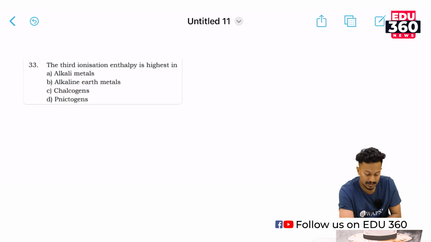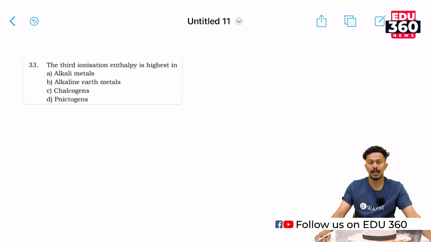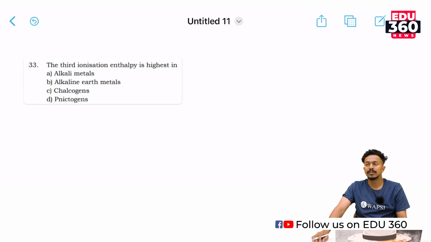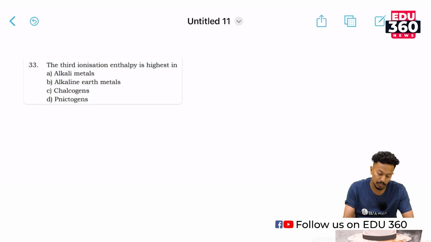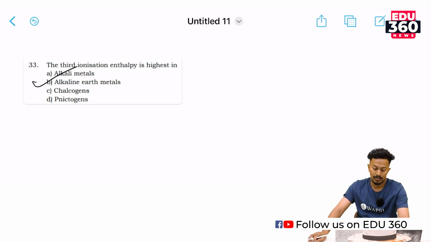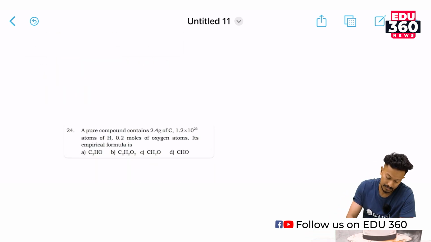The third ionization enthalpy is highest in which of these? How can we determine this? Third ionization enthalpy is obviously highest for the alkaline earth metals, the group 2 elements. So the correct option would be alkaline earth metals. Moving on to our next question.